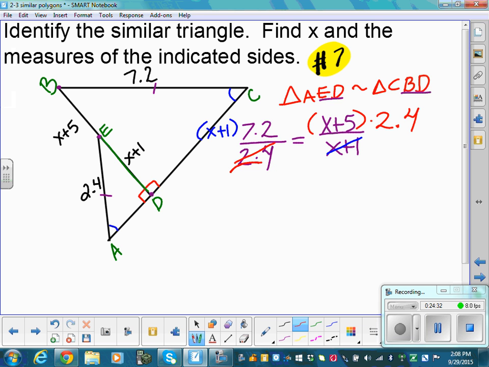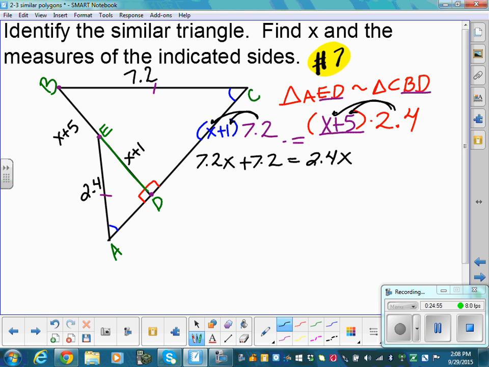So now, guys, I'm going to erase this. Is everybody okay if I erase this so I can leave myself room to work? Okay, let's keep going. Now we do need to distribute things through. 7.2 times x, 7.2x. 7.2 times 1 plus 7.2 is equal to 2.4 times x, 2.4x. Don't forget those parentheses. 2.4 times 5 is 10.8. Do it on your calculator. So plus 12.